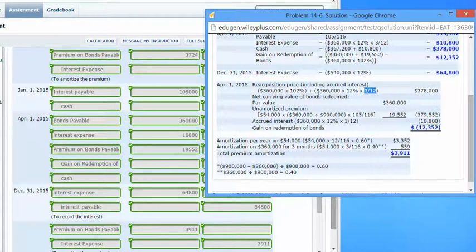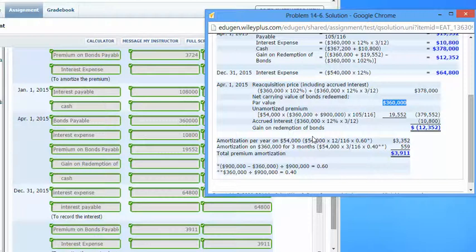So the 378 is the cash for the interest payment for that 40% for the 3 months, plus the par value. So that's where we're getting the 378. Now, let's look at the par value here of $360,000.